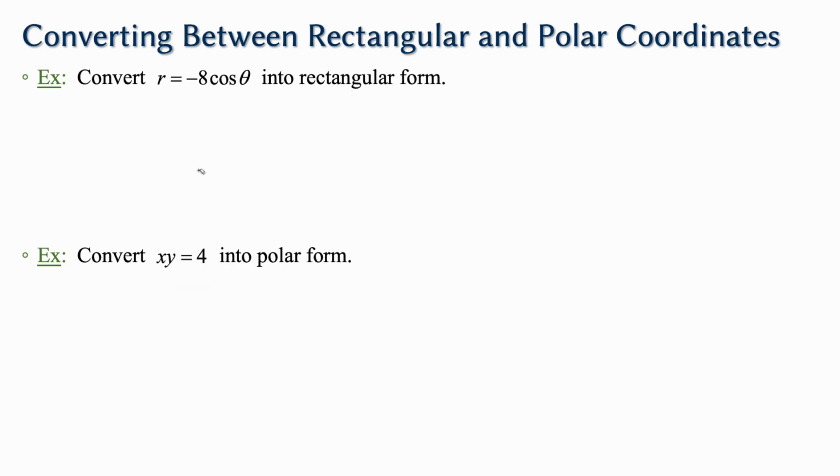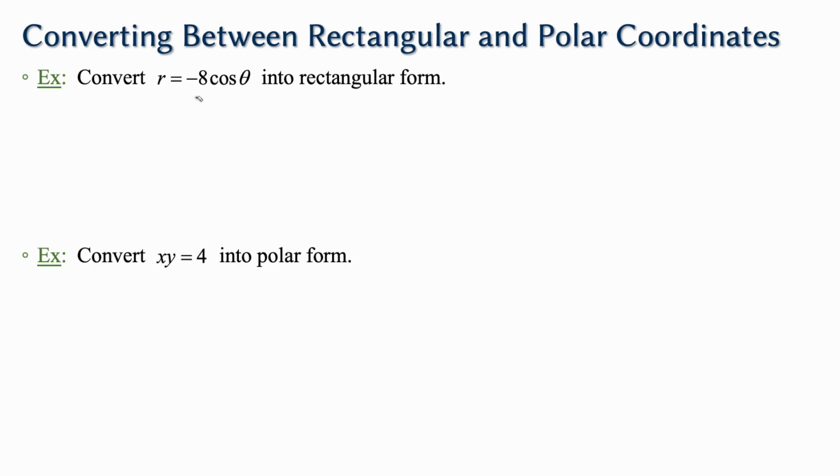Now, in addition to doing ordered pairs and just coordinates, we can also convert equations. Okay, so in our first example here, this is an equation of a graph in polar coordinates. Okay, and we haven't looked a lot at what the graphs look like. We will soon, but this right here is a pretty typical polar equation, right? Usually we solve for r.